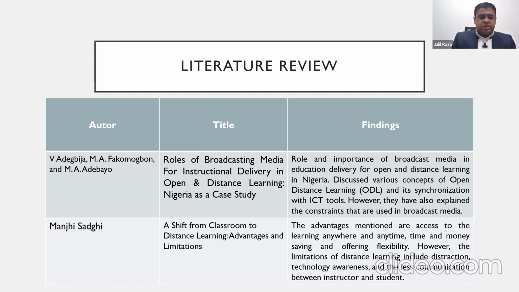The other literature review that I mentioned is "The Shift from Classrooms to Distance Learning: Advantages and Limitations." What are their advantages? How flexible it is to go for this shift from face-to-face, in-person learning to distance learning.